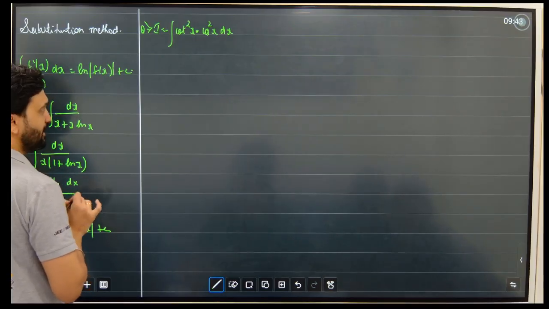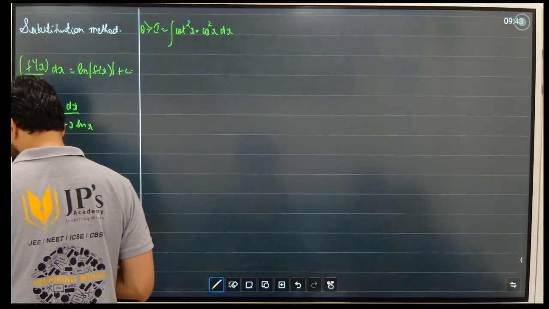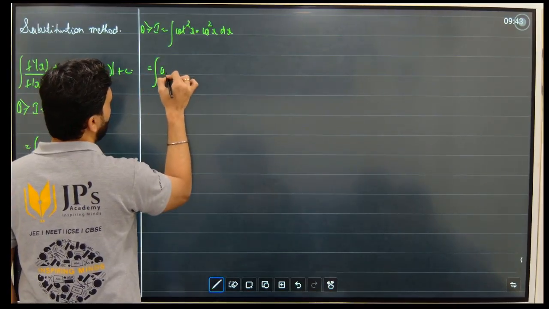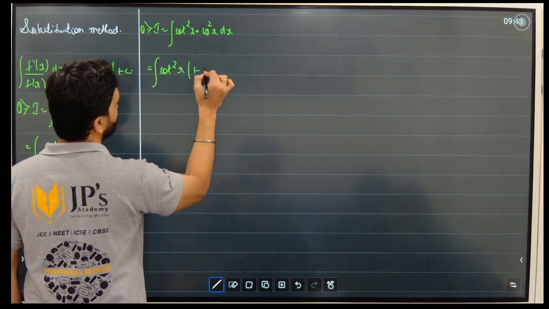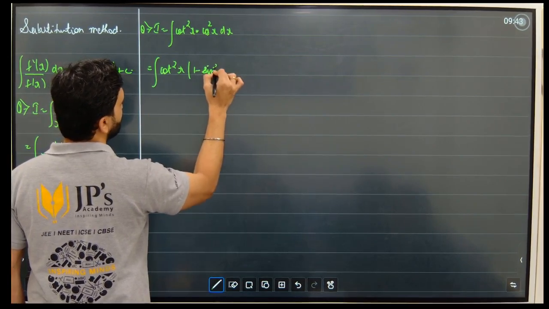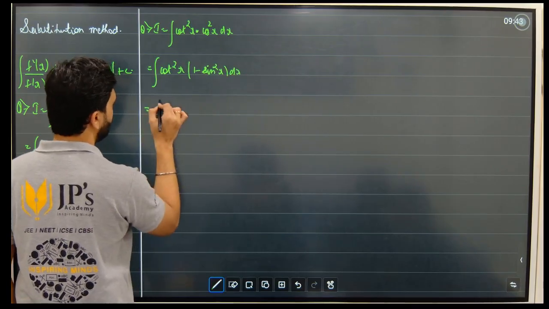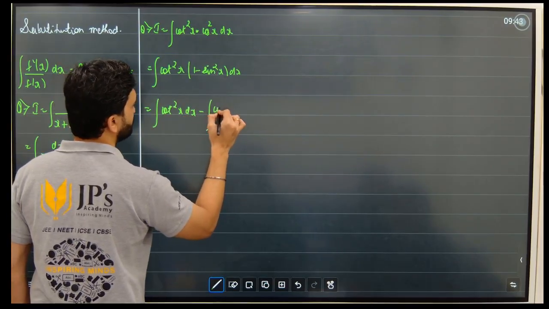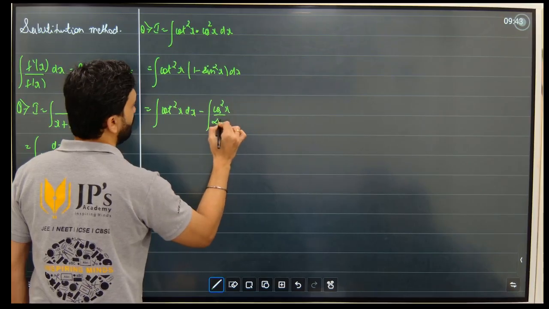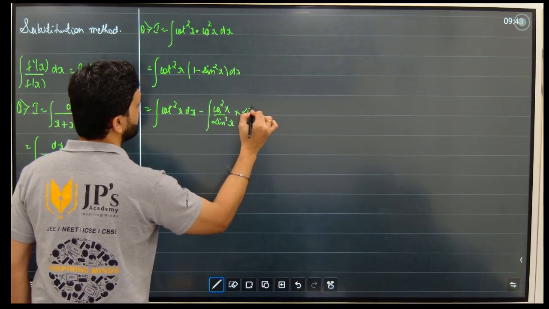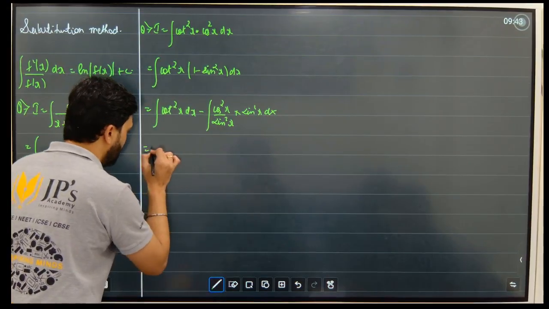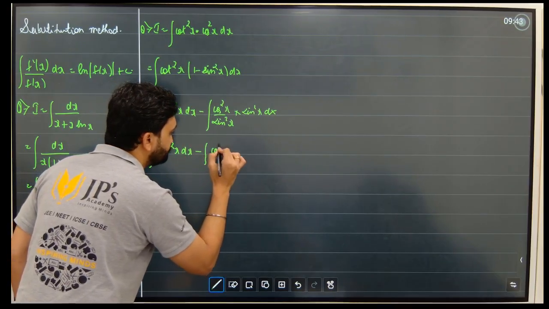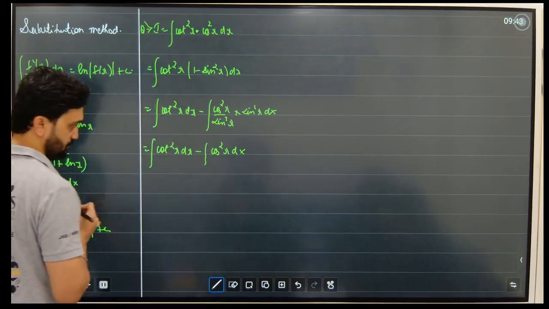Now, cot square x into cos square x dx. I am not going to change cot square x. I will write cos square x as 1 minus sin square x dx. I will open the bracket. It will become integration cot square x dx minus integration cos square x upon sin square x into sin square x dx, which will become integration cot square x dx minus integration cos square x dx.